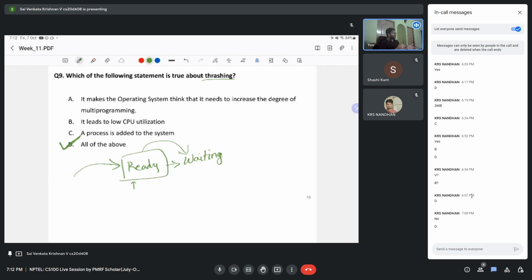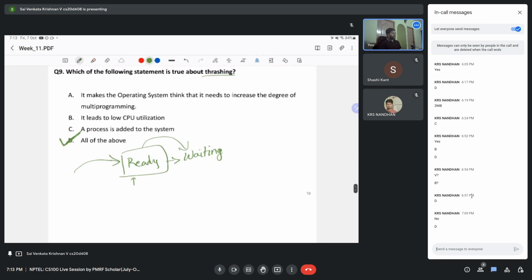So without thinking of that, blindly just bringing in all the processes will only further degrade your CPU utilization, and it will just result in a long list of processes present in your waiting queue, waiting for the pages to be brought into memory. So that is what thrashing is all about. So option D is the correct answer.